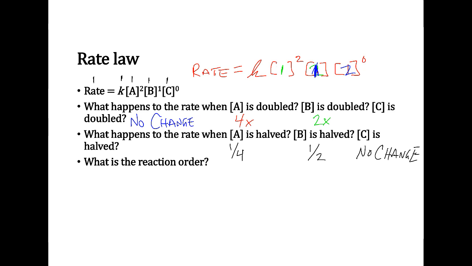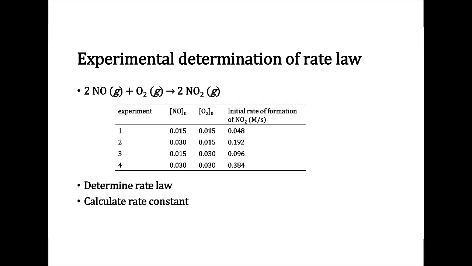Okay, so what is the overall reaction order? Well, it's second order with respect to A, first order with respect to B, and 0th order with respect to C. So we're just going to take the sum of the exponents. So we'll have 2 plus 1 plus 0, so the overall reaction order is 3. Let's go ahead and try to figure out how we can solve for these exponents.